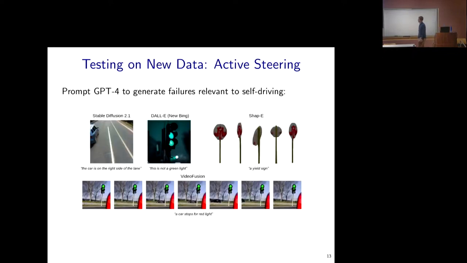And then the final thing is you can generate failures in new domains, right? If you say, actually, I wanted you to generate failures that are about self-driving cars, but using these high-level categories you had come up with, what would you generate? GPT-4 can do this just fine, and you get things like the car is on the right side of the lane when it's actually on the left side. This is not a green light, but it's actually a green light. Or a red light where this is a green light. So you can transfer it to new domains, which is an additional proof of external validity.